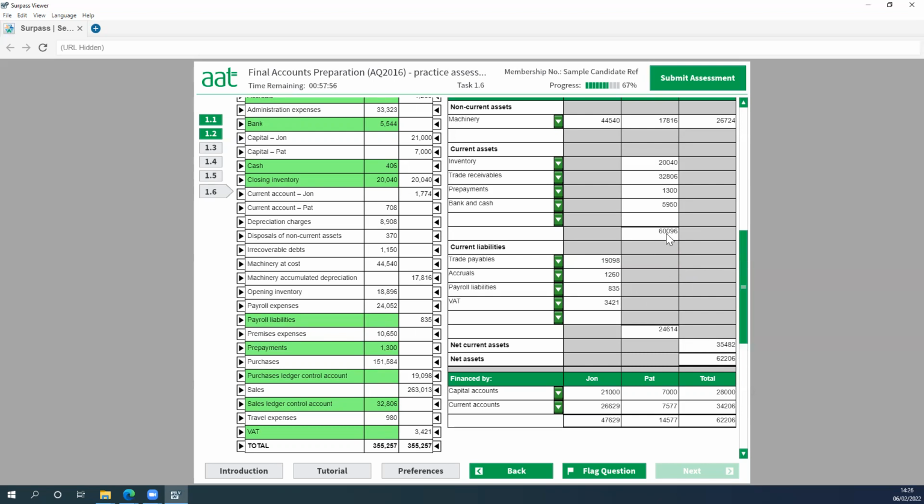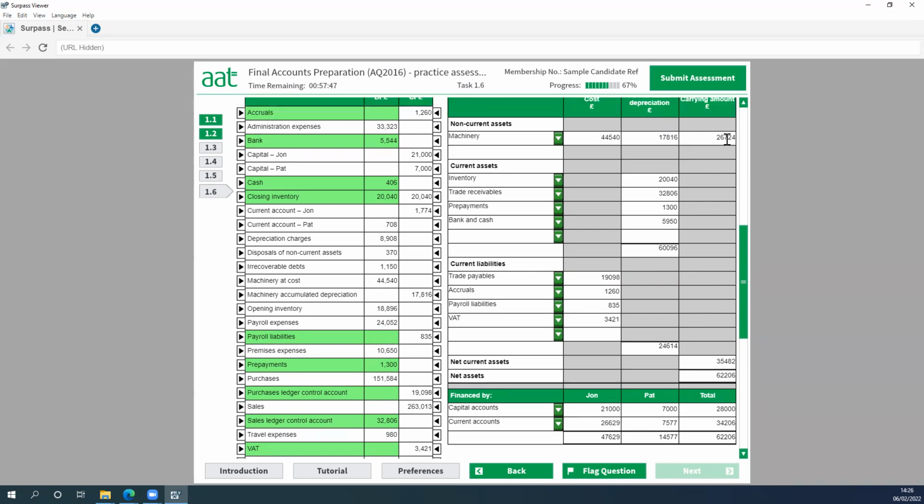So our working capital, current assets minus current liabilities, gives us 35,482. We're going to add that to our fixed assets or non-current assets, which gives us our net assets now of 62,206. And then we can do the finance by, so the capital on the bottom, and do the assets minus the liabilities equals the capital.